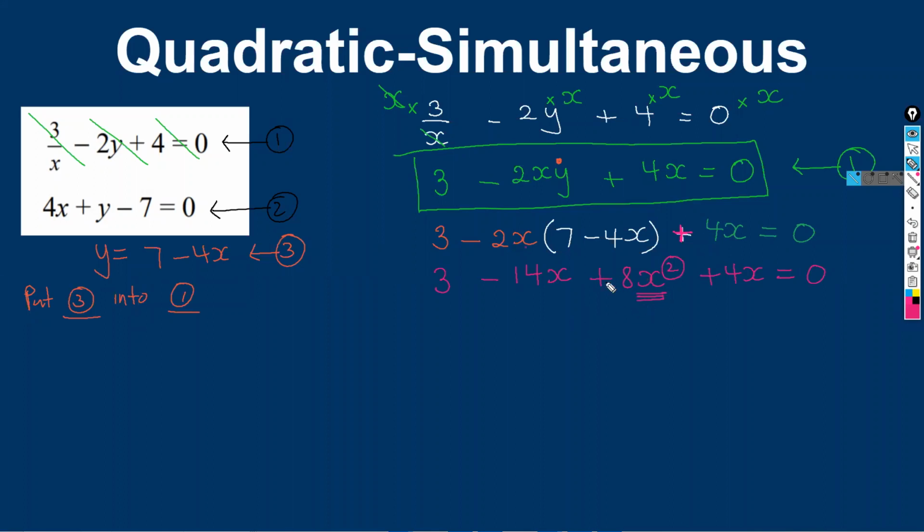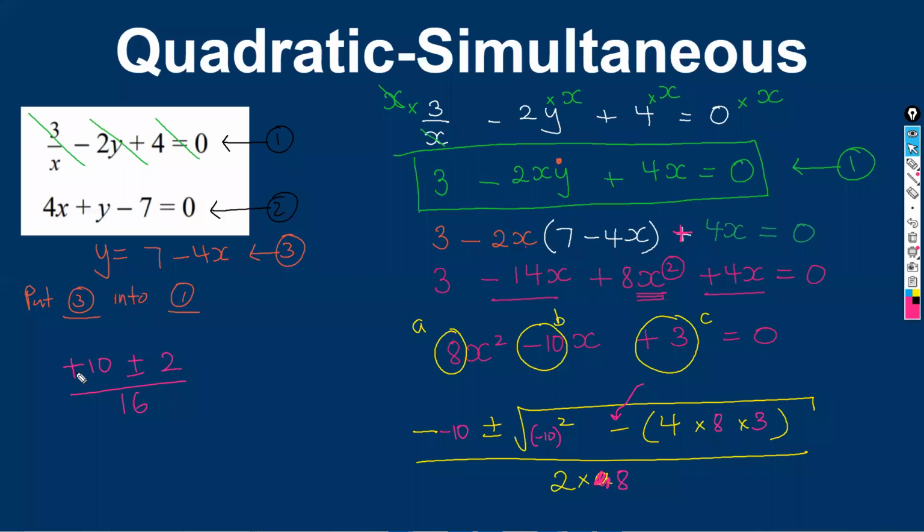So to solve the quadratic, you have the 8x squared. I like my x squared to come first. Minus 14x plus 4x is minus 10x. And then you have the annoying positive 3 there. So this is the value of A, this is the value of B, and this is the value of C. Throw it into the quadratic equation, right? Solve the quadratic.